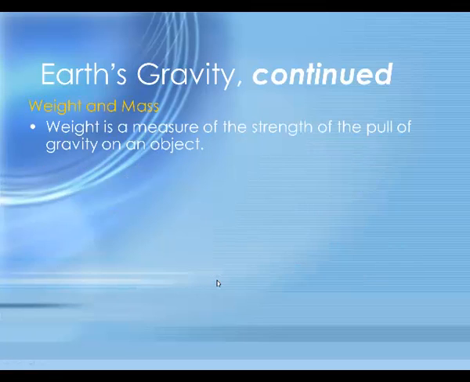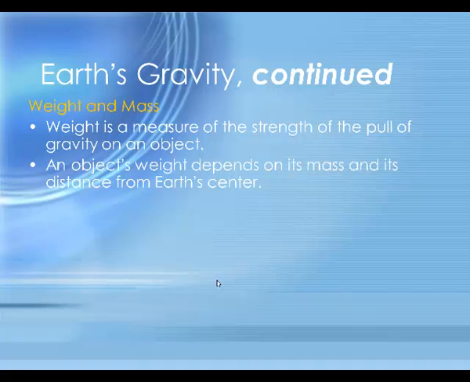Weight and mass. Weight is a measure of the strength of the pull of gravity on an object. You're all familiar with weight. You step on a scale and it measures the force of gravitational pull on your body based on the amount of mass that you have. So an object's weight depends on its mass. The larger amount of mass that we have, the larger our weight is going to be.